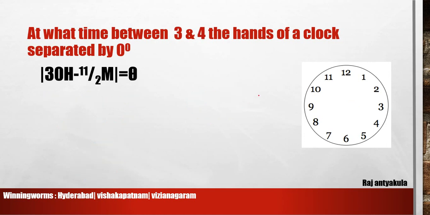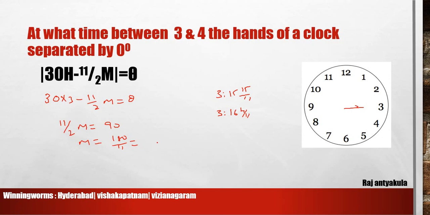Okay, between 3 and 4, logically how will you write? So 3 15. So I have to write 3 15 by 11. 15 by 11 can be written as 1 4 by 11. So that is nothing but 3 16 4 by 11. See here, the formula method. 30 into 3 minus 11 by 2 into m equals theta. So 11 by 2 into m equals how much? 90. m equals 180 by 11. 11 16s are 176. The remainder is 4, so 3 16 4 by 11.